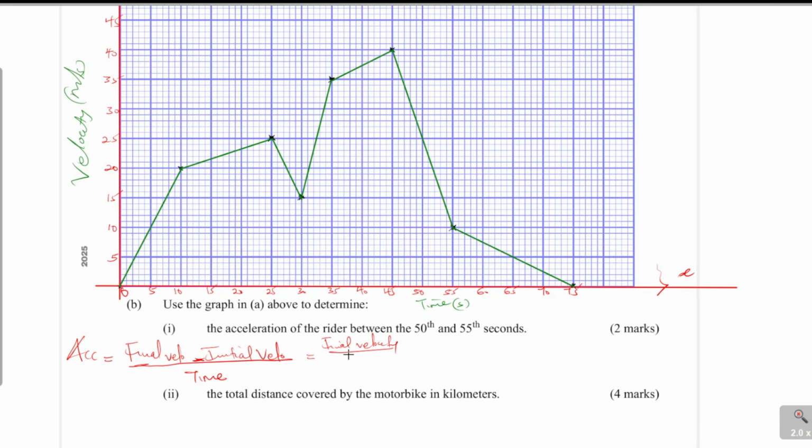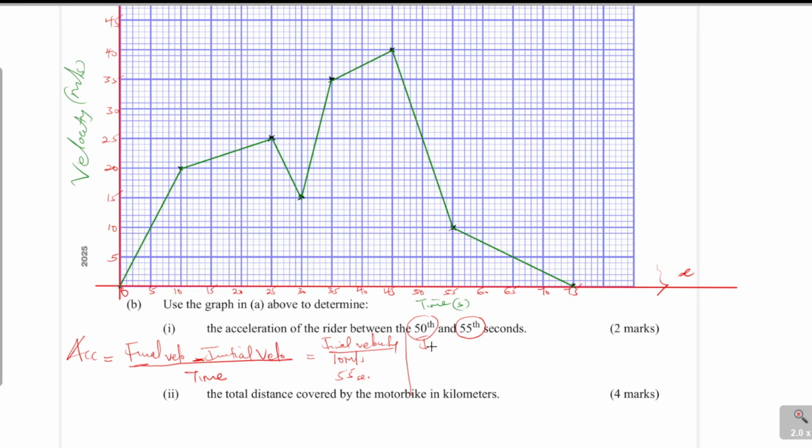What is the final velocity? The final velocity is, you're dealing with the 50th to 55th seconds. So for 55th, that is the one that is going to give us the final velocity. So 55th, when you read that, when time is 55 seconds, read the speed is 10. So that is 10 meters per second. That is at 55 seconds.